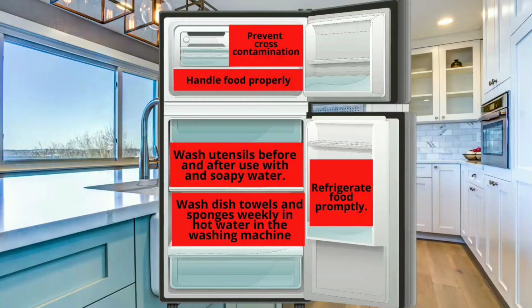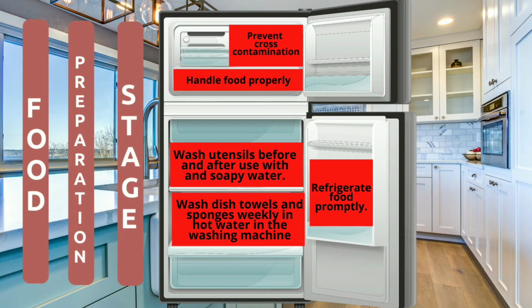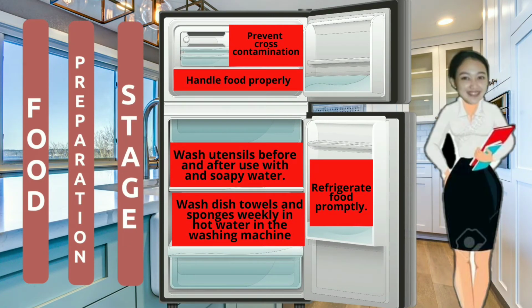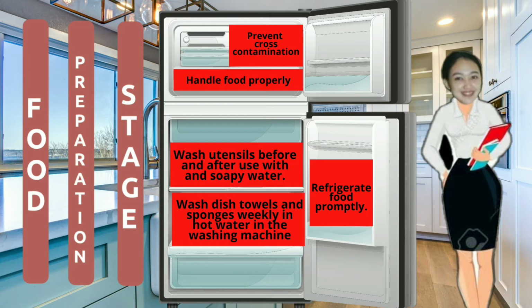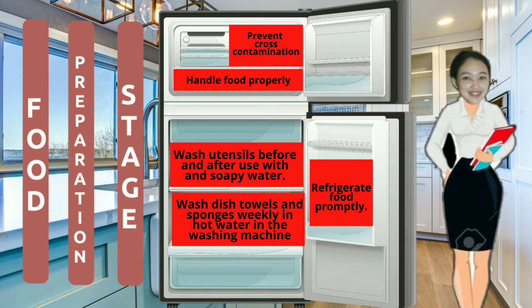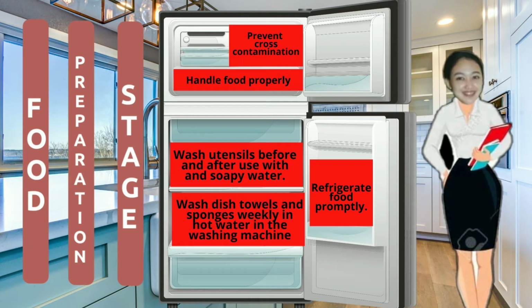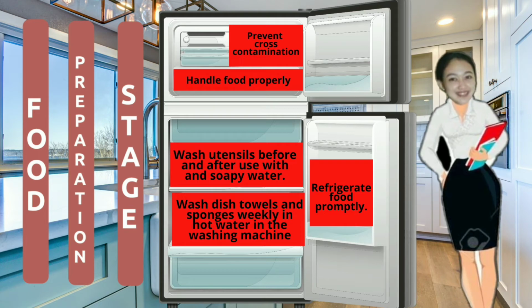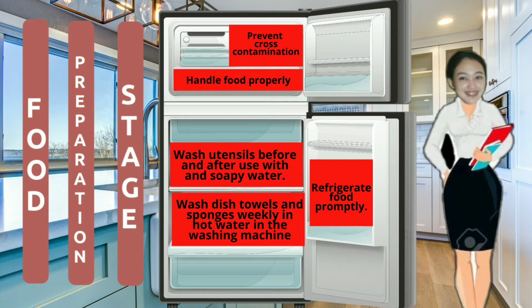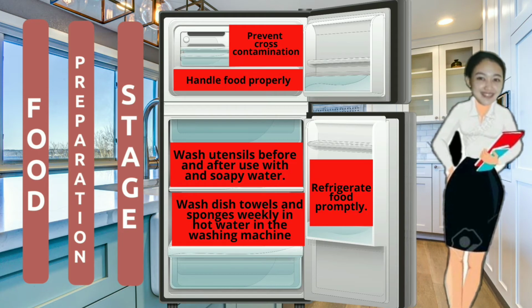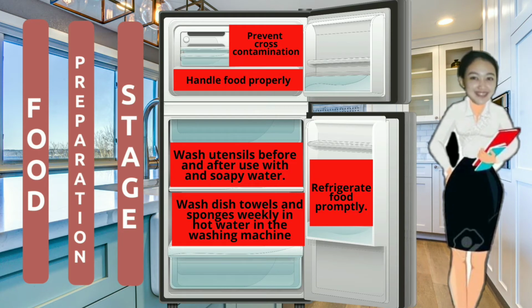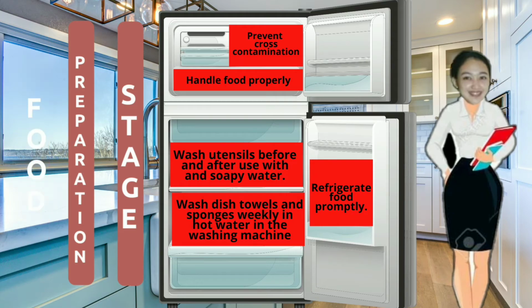Here are the prevention of foodborne illnesses. Food preparation stage. Refrigerate food promptly. Prevent cross-contamination. Handle food properly. Wash utensils before and after use with hot and soapy water. Wash dish towels and sponges weekly in hot water in the washing machine.